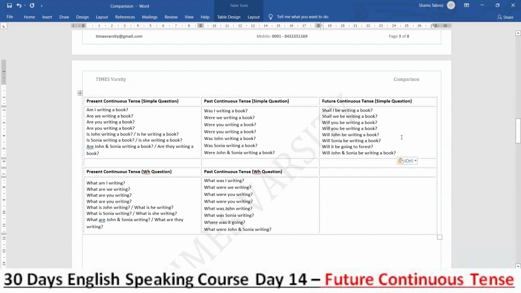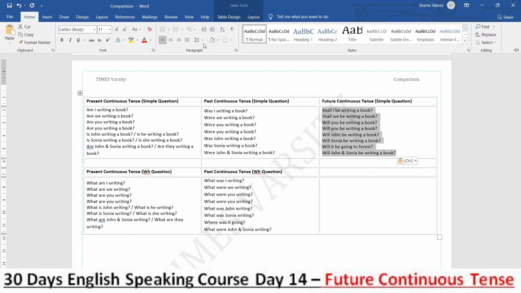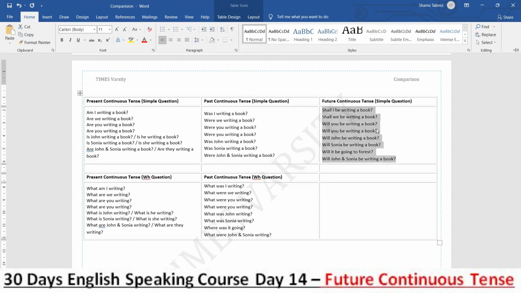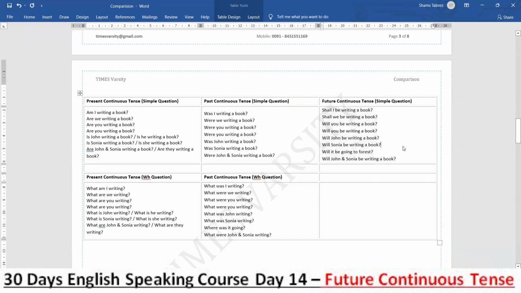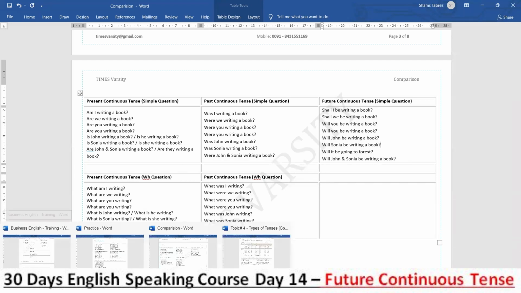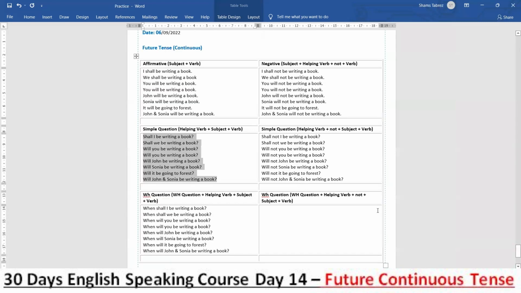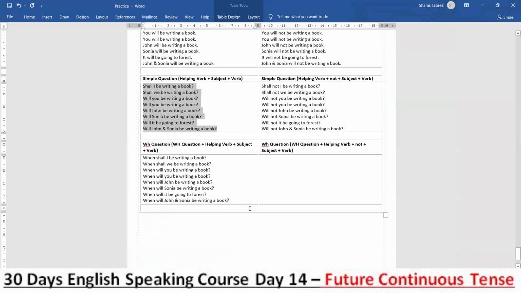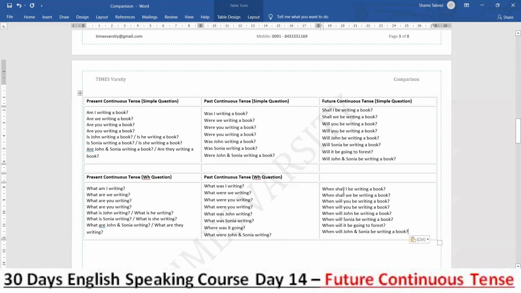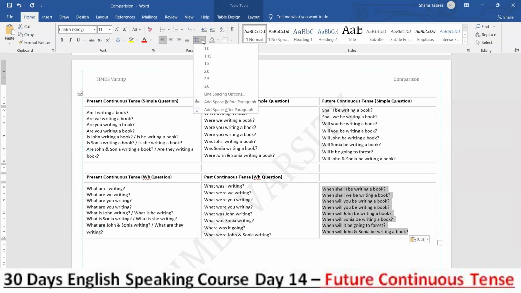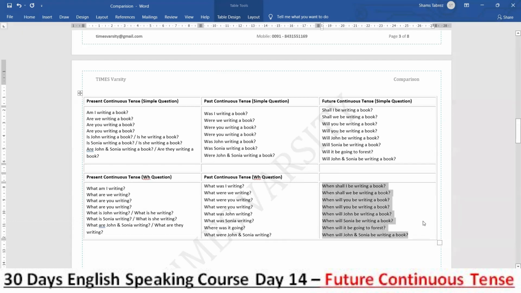Here you can see all simple questions, whether present, past, or future, are starting with a helping verb, whichever helping verb is used. And similarly, WH question. Same thing. Right. This is the comparison we can see.